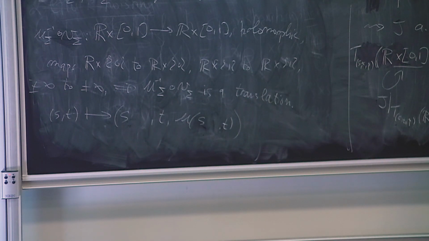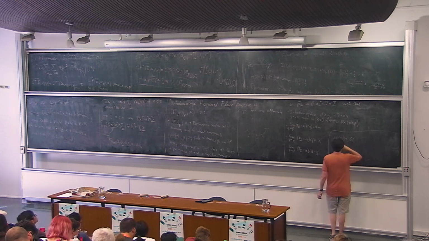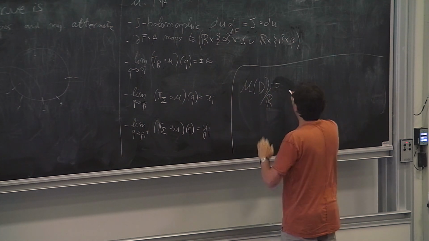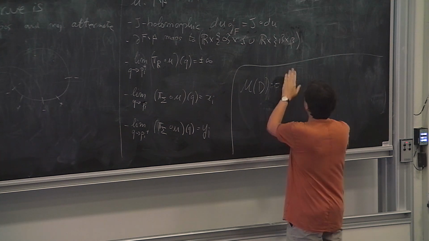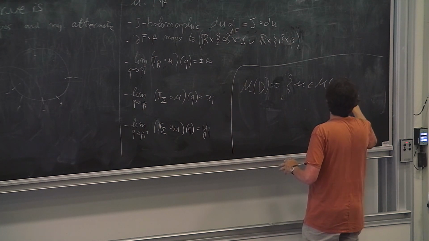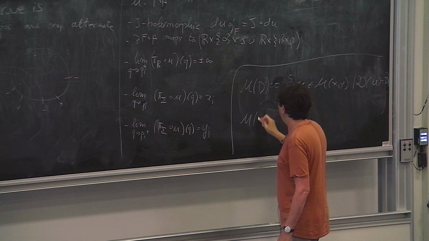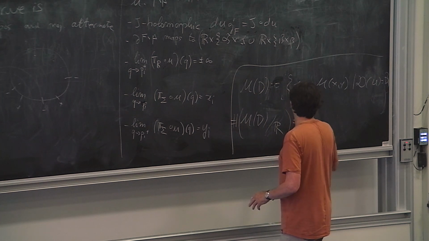So let's call MD the set of U in M_XY such that D of U is equal to D. We have that MD divided by R has a unique point.